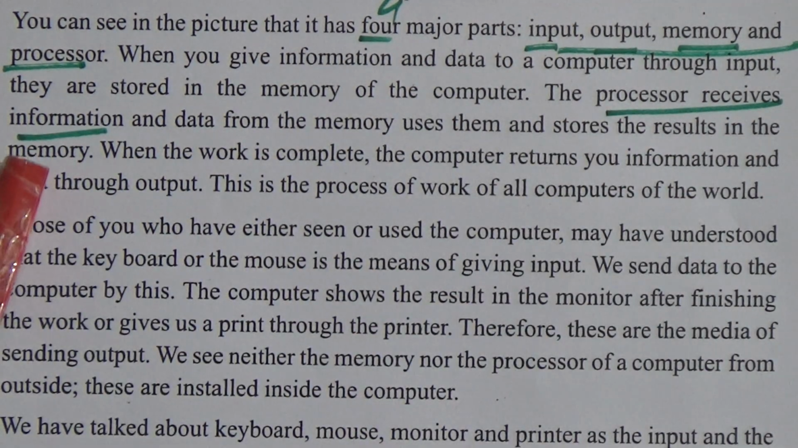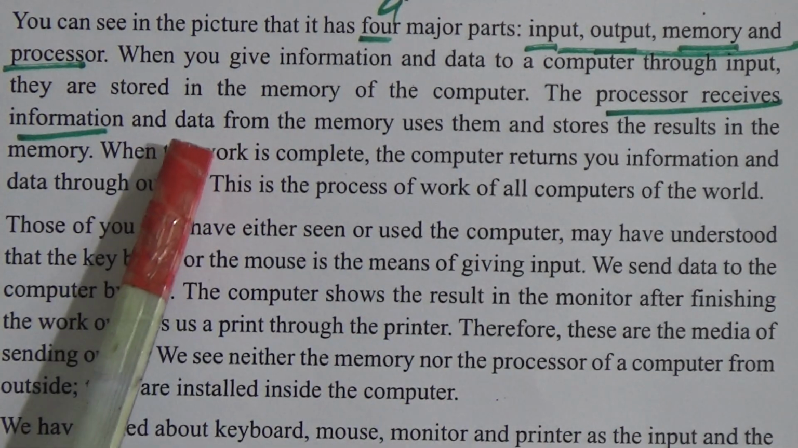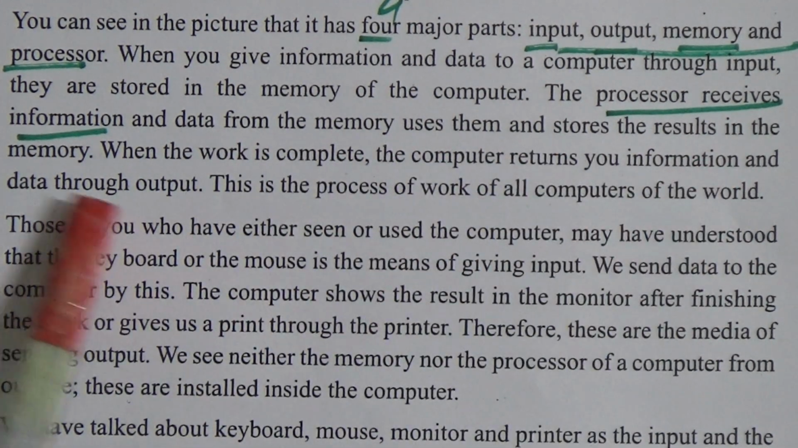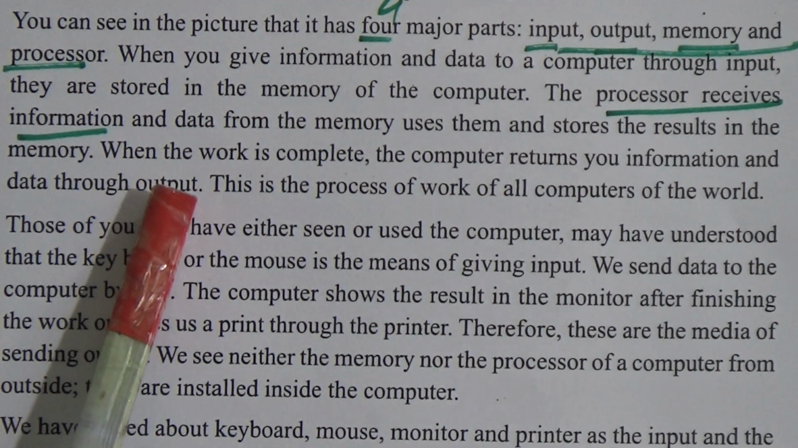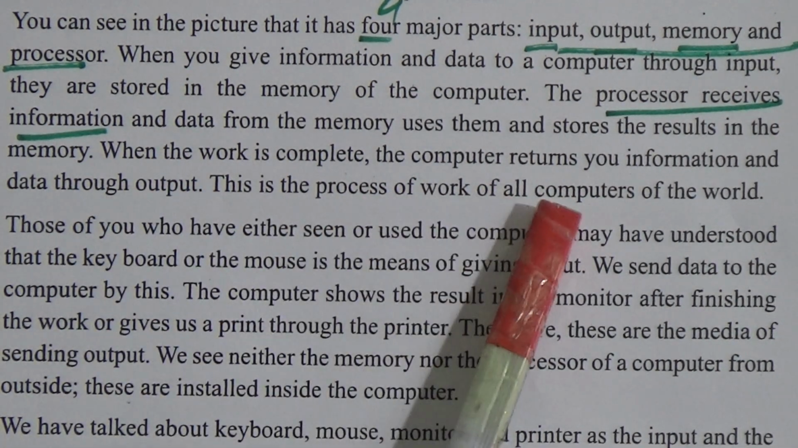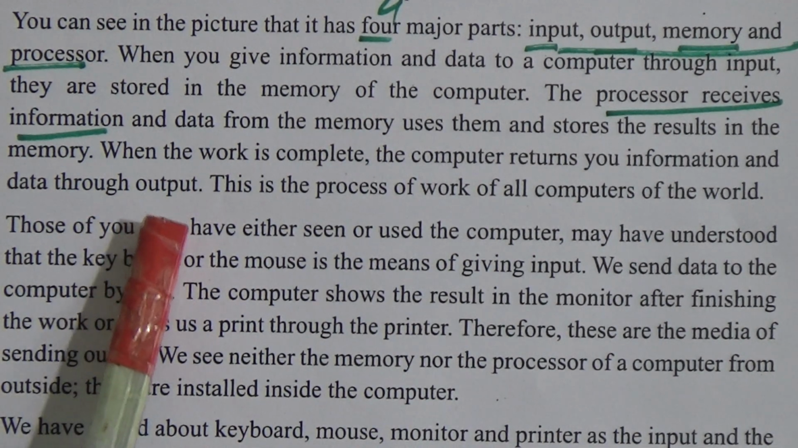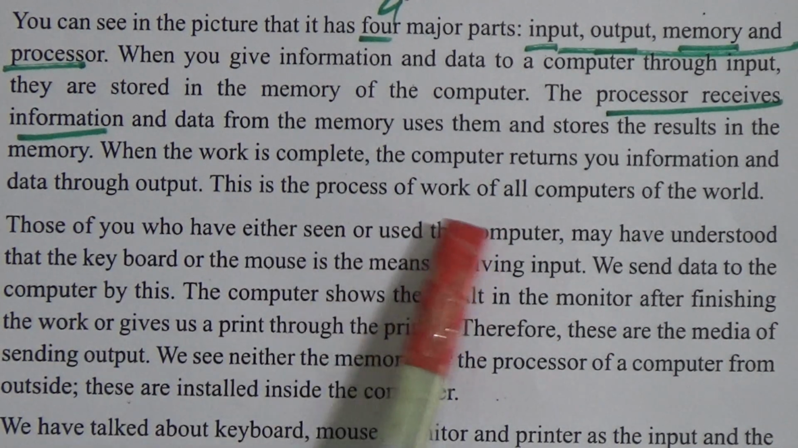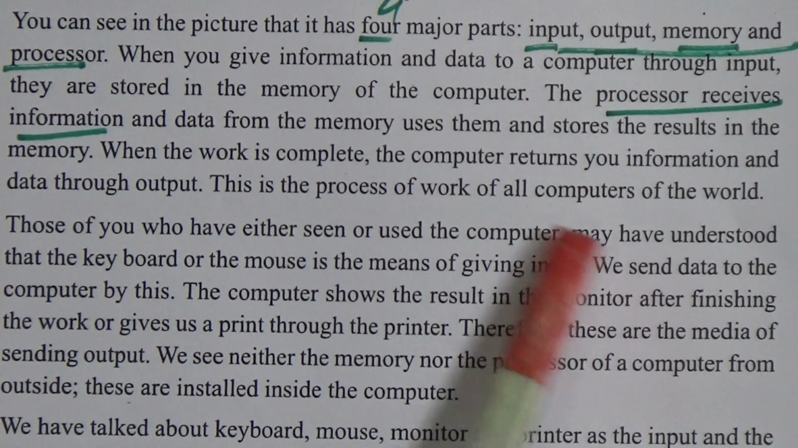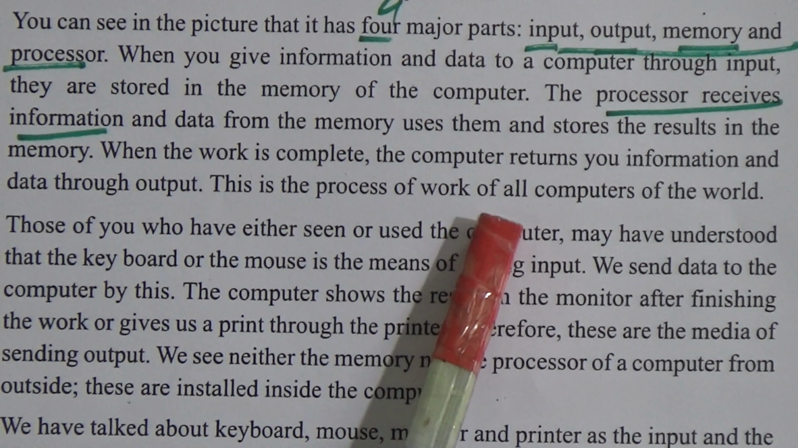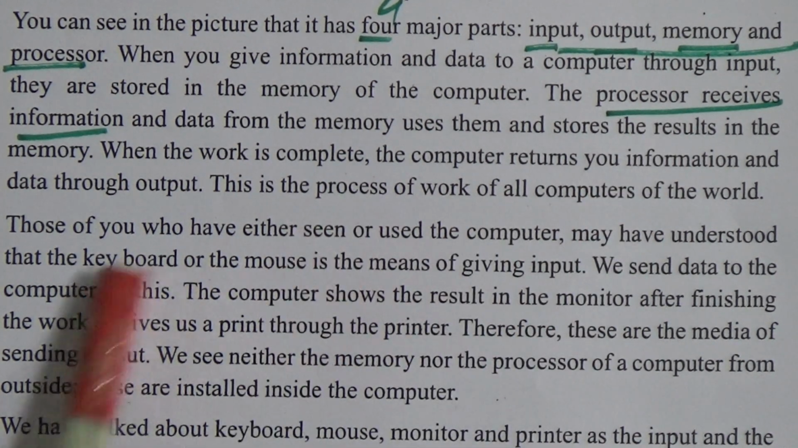Processor receives information and data from the memory, uses them and stores the results in the memory. When the work is complete, the computer returns you information and data through output. This is the process of work of all computers of the world. So we know that computer has four major parts: input, output, memory, and processor.